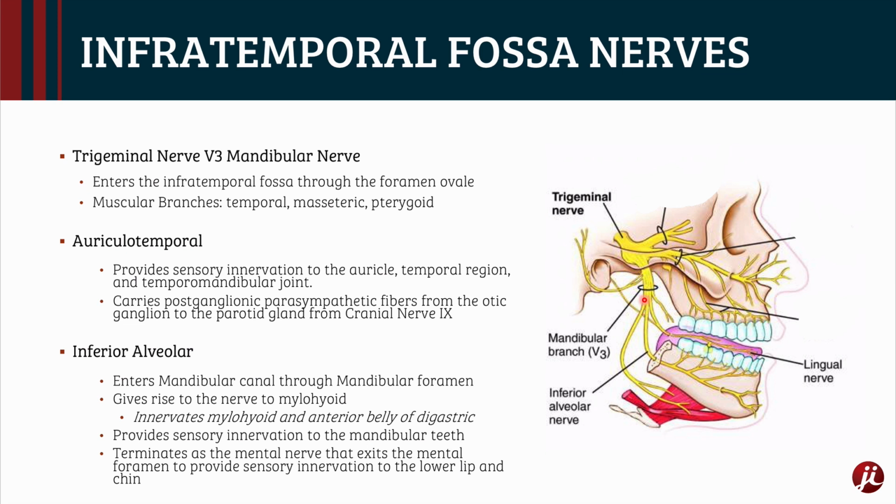Coming down into the foramen ovale now, we do have the inferior alveolar nerve. This nerve enters the mandibular canal through the mandibular foramen. It is going to give rise to the nerve to the mylohyoid, and this nerve innervates the mylohyoid and the anterior belly of the digastric. So again, there's still motor innervation coming through this sensory nerve and innervating the mylohyoid and the anterior belly of the digastric muscle. As it comes through the mandibular canal, it's going to provide sensory innervation to the mandibular teeth and then terminate as the mental nerve coming through the mental foramen and providing sensory innervation to the lower lip and chin.